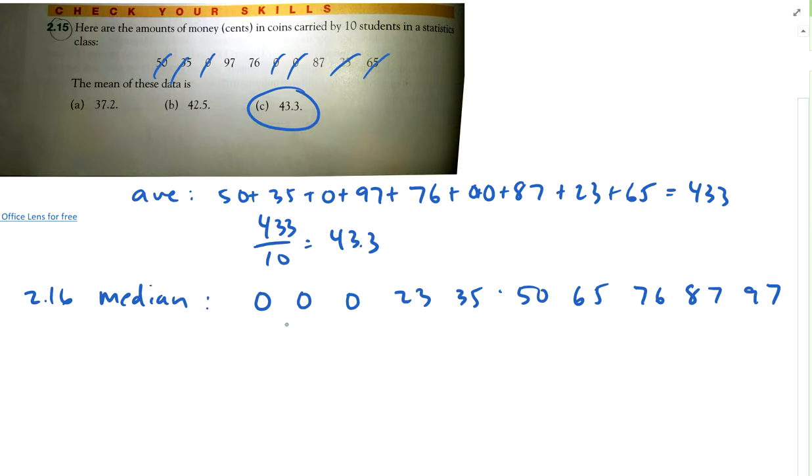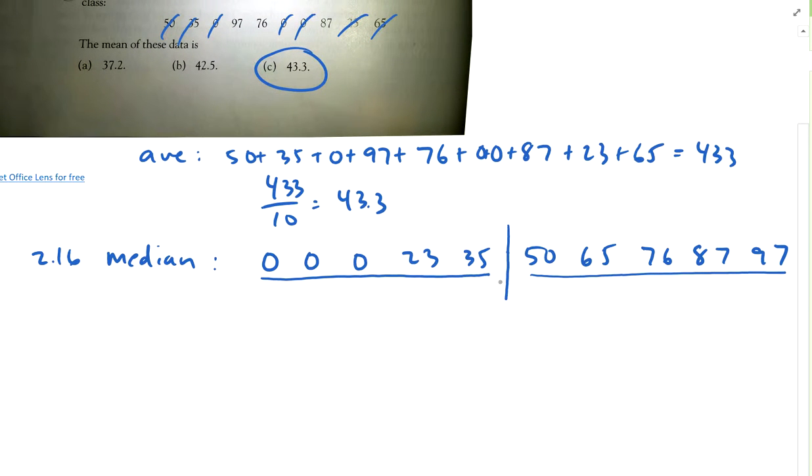I need to find the middle, and since there are 10 pieces, I'm going to count up 5 here, and there are 5 here, so halfway is right there. So the median in this case is not part of my data set. It's going to be halfway between 35 and 50. How do I find halfway between two numbers? I find the average of them. So I add 35 plus 50 and divide by 2. That's 85 divided by 2, which is 42.5. That would be the median.